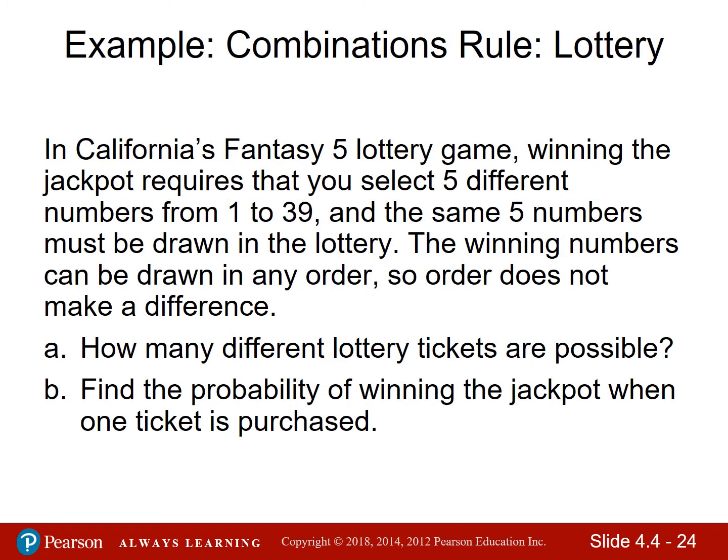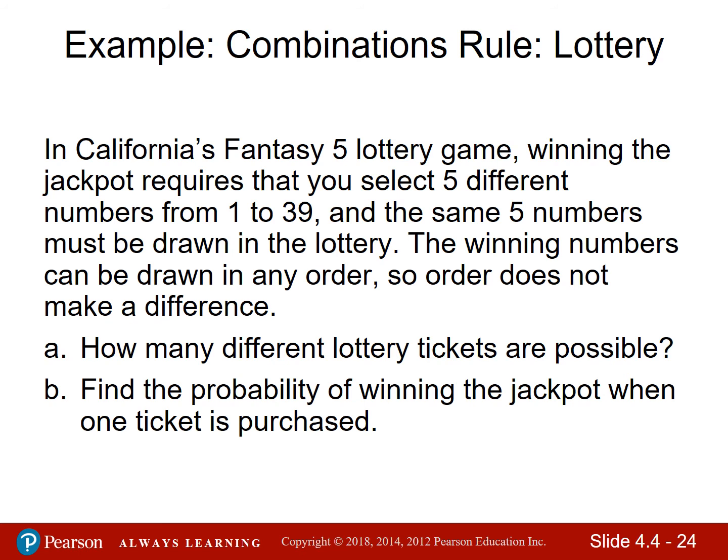In California's Fantasy 5 lottery game, winning the jackpot requires that you select 5 different numbers from 1 to 39. And the same numbers must be drawn in the lottery. So 5 numbers, the same 5 numbers. There is no order here. The winning numbers can be drawn in any order, which means the order does not make a difference.